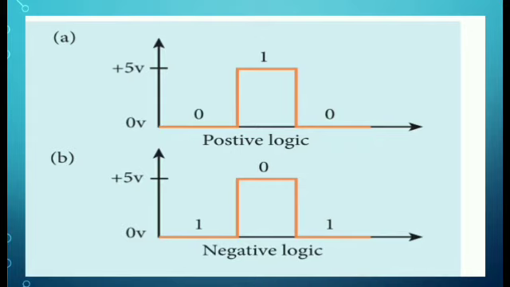Now see this positive logic and negative logic. In positive logic, 0 means 0 and 1 means 5. And here in negative logic, 0 means 5 and 1 means 0. Positive and negative logic.